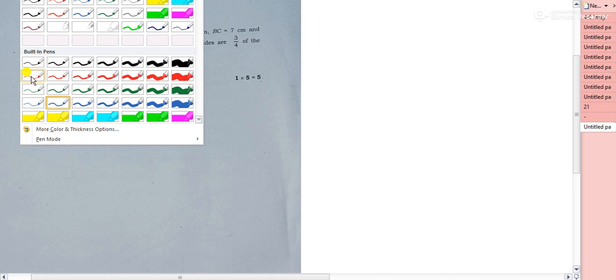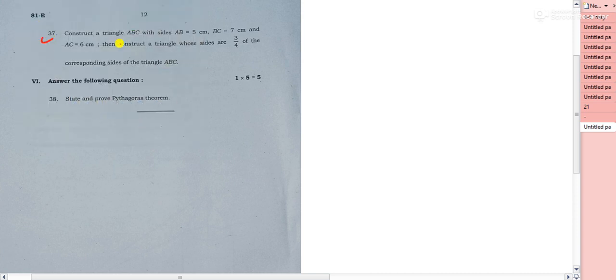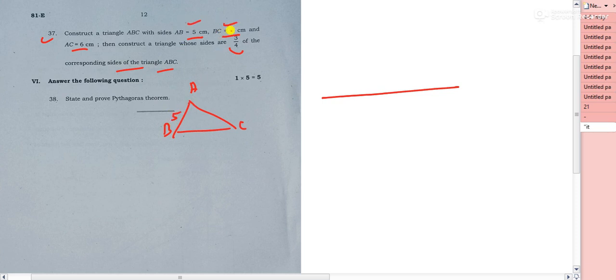So here the question they have given is of the construction part. Construct a triangle ABC with sides AB as 5, BC as 7 and AC as 6. Then construct a triangle whose sides are 3 by 4 of the corresponding sides of the triangle. So always draw a rough figure first, like this. If I write this as A, B and C, what is AB? 5. What is BC? 7. What is AC? 6.